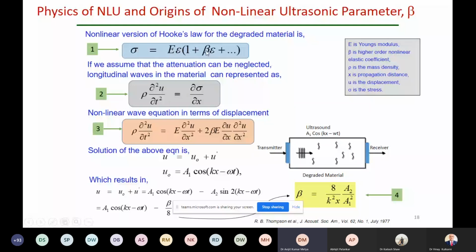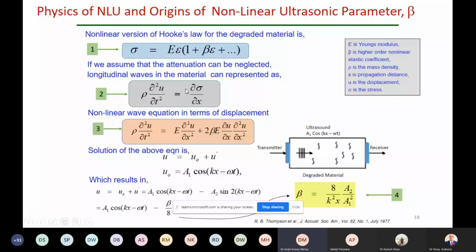The second equation is the conventional wave equation. If I put this sigma from the nonlinear Hooke's law into the wave equation, I will have equation number 3, that is the nonlinear wave equation. This second term on the right hand side is the nonlinear part, which accounts for the nonlinearity within the material. So beta is basically the nonlinear parameter.